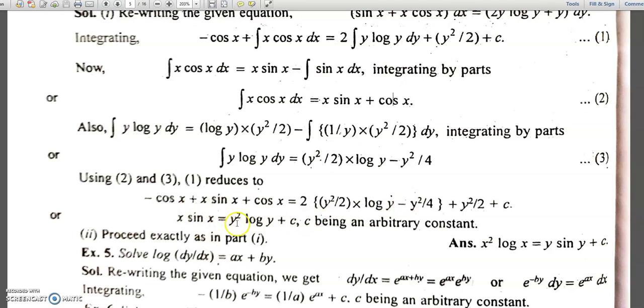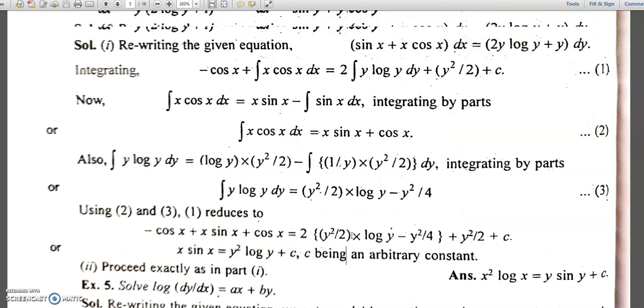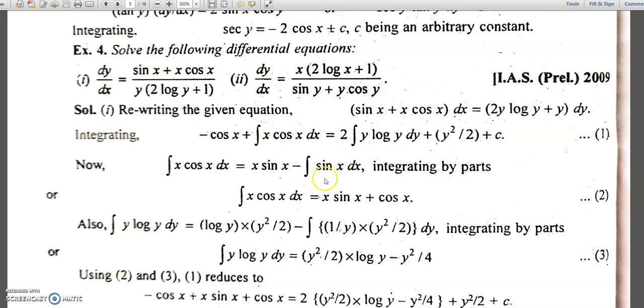So what is our final answer? After calculating, we get the final answer like this: x sin x equals y square log y plus c, where c is the arbitrary constant. Okay, so you just do the next one, right?